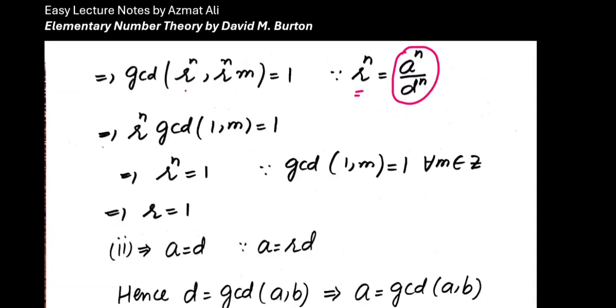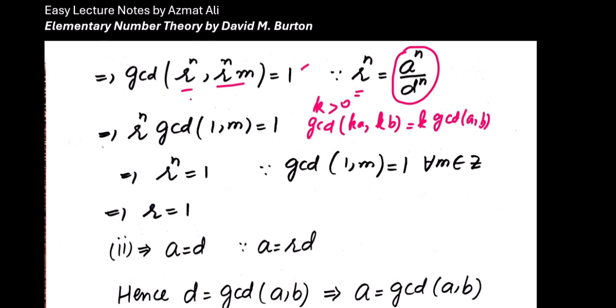So we have R raised to power n and R raised to power n into M has a GCD equal to 1. We know a result which says if k is any positive integer, then GCD of Ka and Kb is equal to k times GCD of a and b. That is, we can take common k from here. So taking common R raised to power n, which is a positive integer here, we can write R raised to power n into GCD of 1 and m. GCD of 1 with any integer m is always equal to 1. So this is equal to 1.